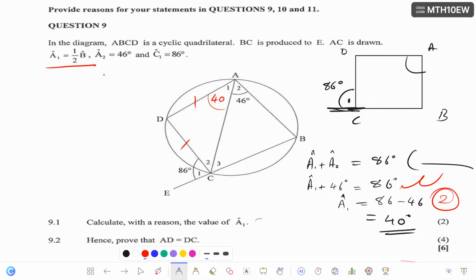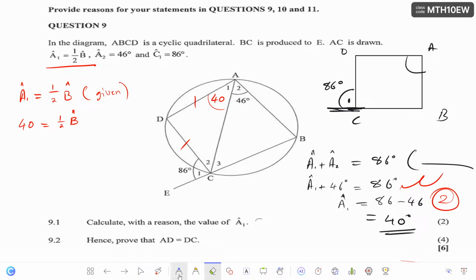using this property, A1 is equals to 1 over 2B. We are given this one. So what is the value of A1? We find the value of A1 to be 40 degrees. So 1 over 2B, then the reason is given. So now we can conclude that B is equals to 80 degrees. So it's like cross multiplication. So we have this one which is 80 degrees.